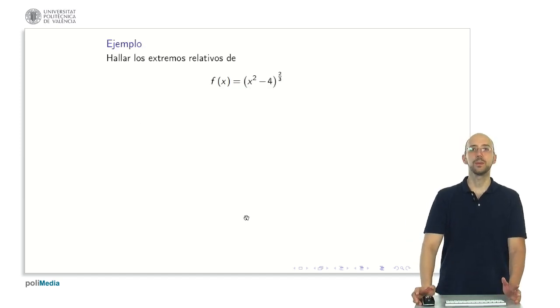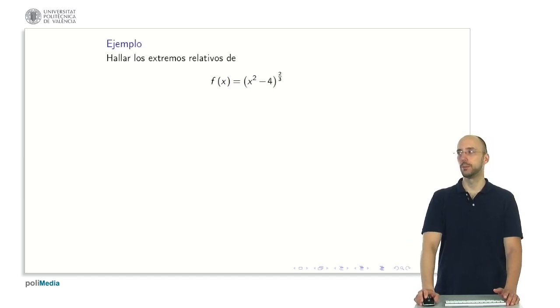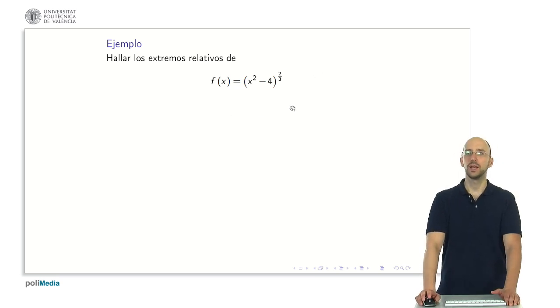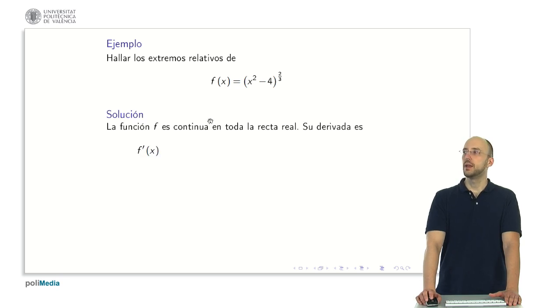Now, let's explore how to apply this criterion to a few examples. We will determine the relative extrema of this function, which may initially appear somewhat complex, but is not overly complicated. It just has its own trick. It is (x squared minus 4) raised to the power of 2/3. By the way, this example is sourced from the book Calculus by Larson, which is an excellent book I highly recommend.